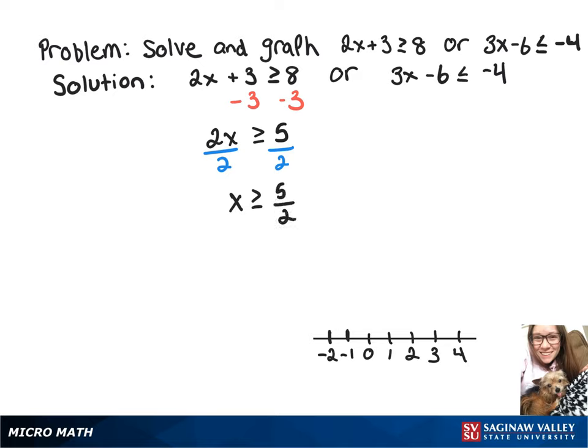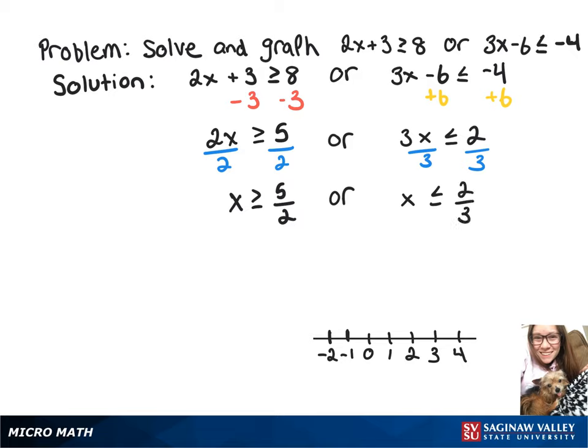Now going back to our inequality on the right, we're going to add 6 to both sides. And that's going to leave us with 3x ≤ 2. Now dividing by 3, we're going to have x ≤ 2/3.